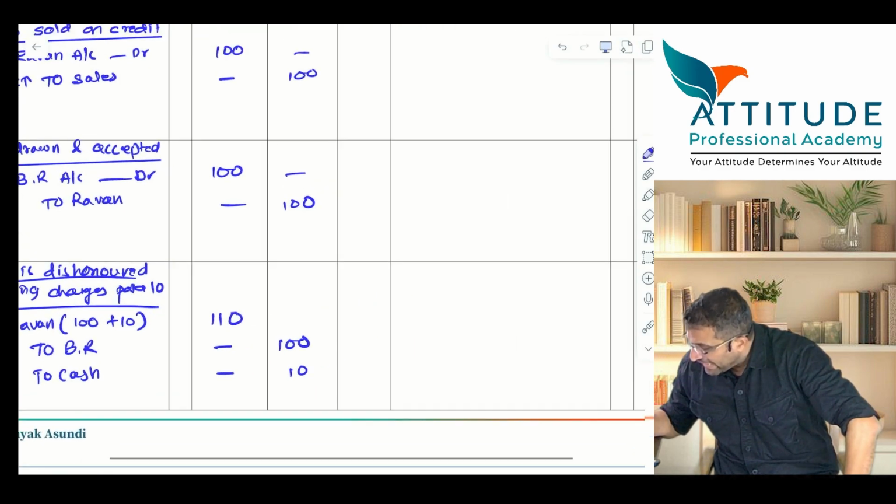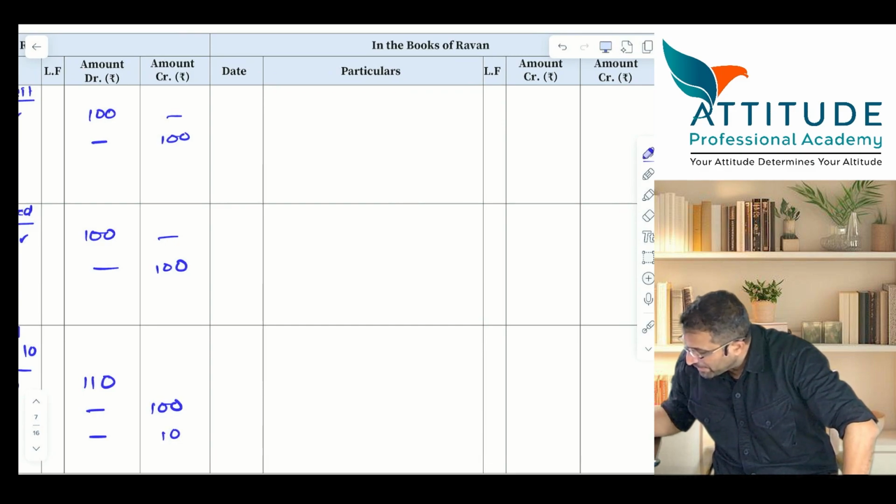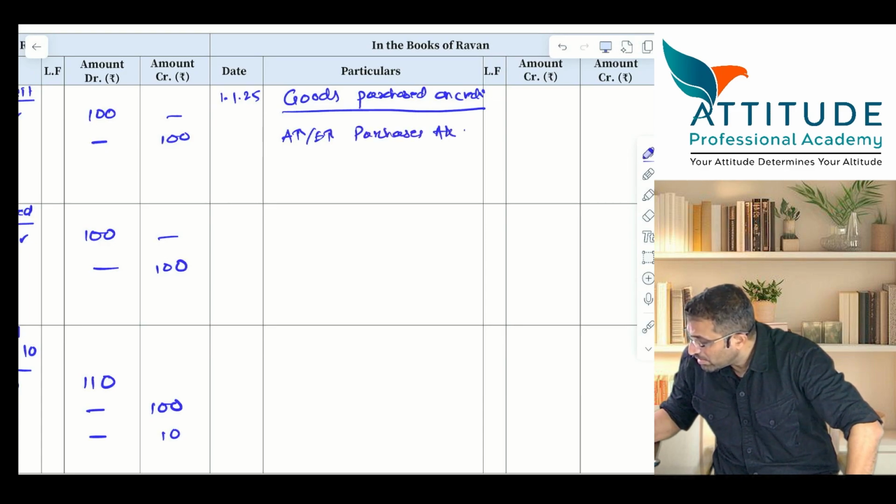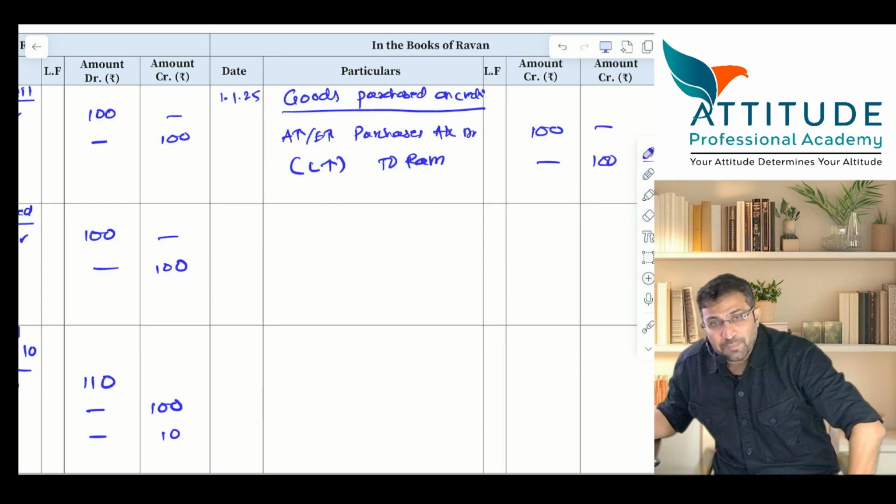Now tell me, same thing, journal entries in the books of Ravan. Tell me the date. 1/1/2025. What should I write? Goods purchased on credit. Very good. Entry? Expense increases. Purchase account debit. Correct. 100 to Ram. Liability increases. Correct. Because for Ravan, he has to make the payment to Ram.